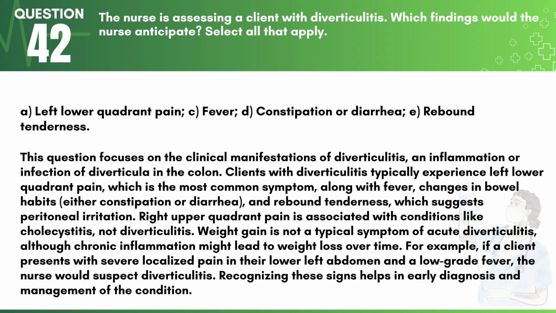Right upper quadrant pain is associated with conditions like cholecystitis, not diverticulitis. Weight gain is not a typical symptom of acute diverticulitis, although chronic inflammation might lead to weight loss over time. For example, if a client presents with severe localized pain in their lower left abdomen and a low-grade fever, the nurse would suspect diverticulitis. Recognizing these signs helps in early diagnosis and management of the condition.